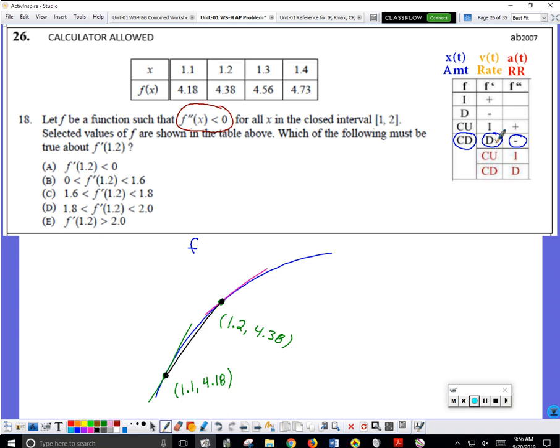Okay, so selected values of f are shown in the table above. That's a key thing to note. Whenever you see a table, do not assume what's happening between the points. You don't have any idea what's happening between. All you have are those points. Which point must be true about this?